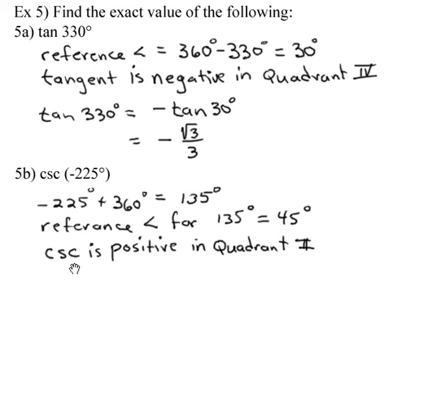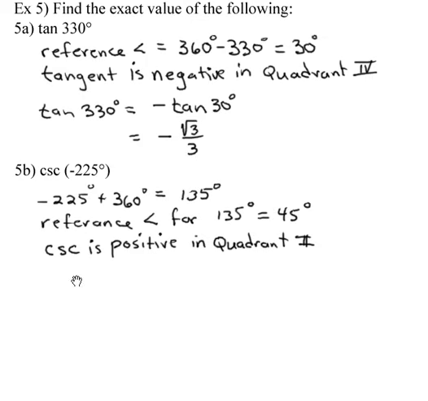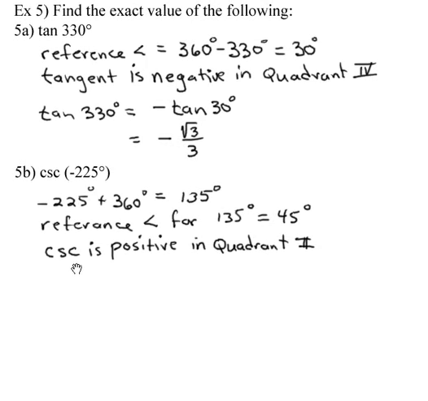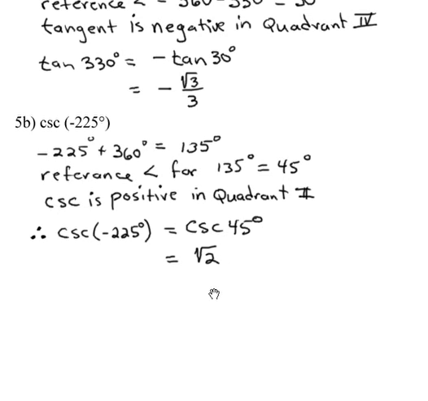Cosecant is actually positive in quadrant 2. Cosecant is the reciprocal of sine, all Scandinavians, so that's positive in quadrant 2. So we can say that the cosecant of 225 is the same as the cosecant of 45. And the cosecant of 45 degrees, if you visualize your 45, 45, 90 triangle in your head, that's the square root of 2 over 1, or just the square root of 2.